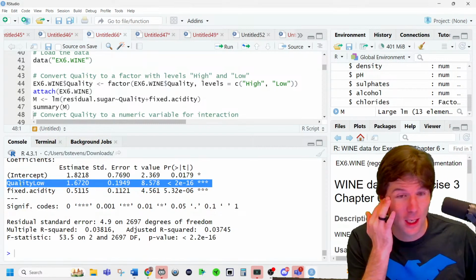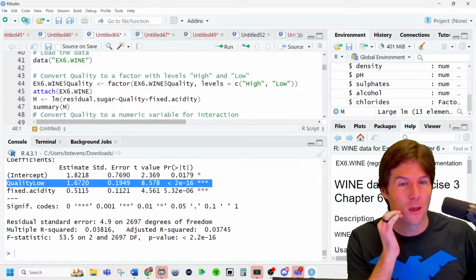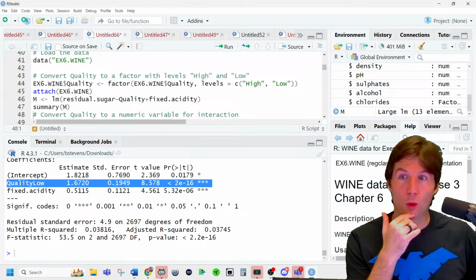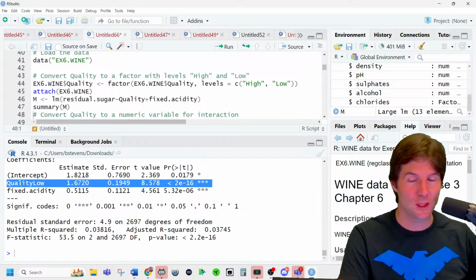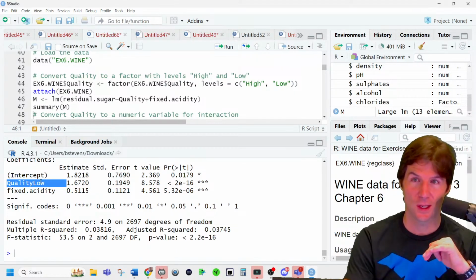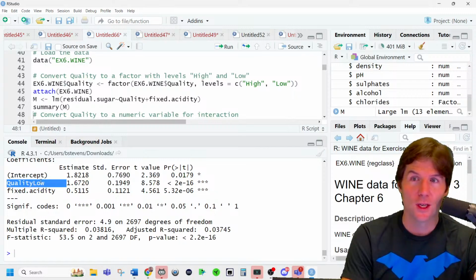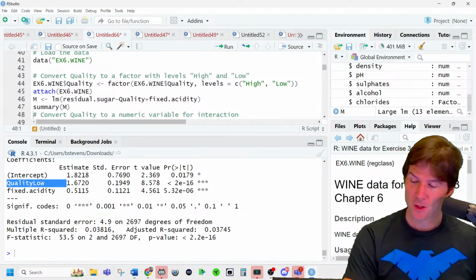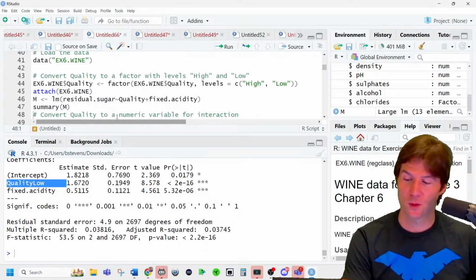So we don't need to convert cat to quant exactly, like the tech code chapter. Well, it's done for you. So it is converted. It's converted to indicator variables for you. The code does it itself. So it is converted, but it does it for you. So quality low is the indicator that has been created.